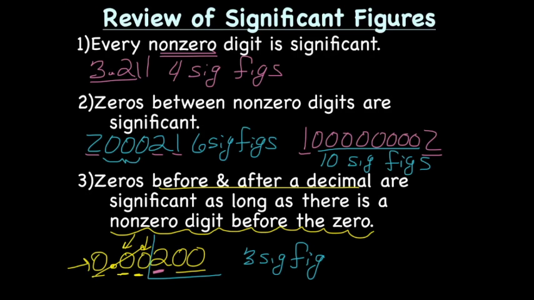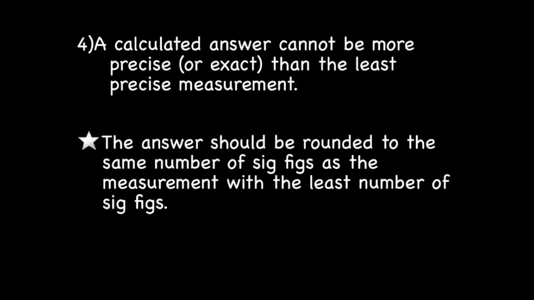Okay. Hopefully that brings some of it back to you. If you're struggling with this, relook at this, practice again. You've also got a whole lecture of this stuff at the beginning of your notebook. Okay, a calculated answer cannot be more precise or exact than the least precise measurement. So the answer should be rounded to the same number of sig figs as the measurement with the least number of sig figs.